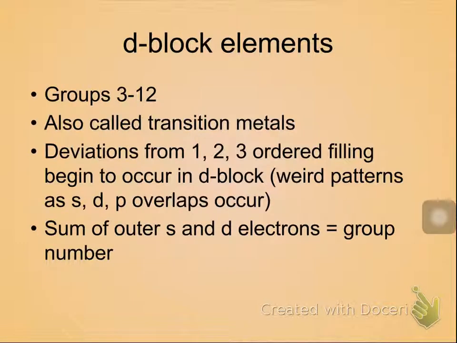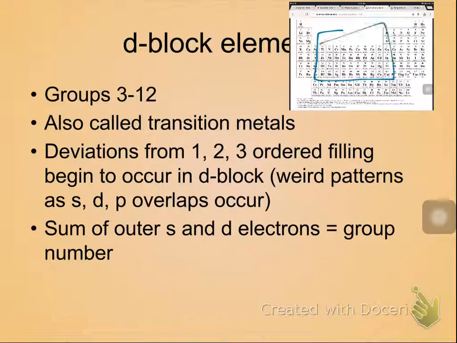So the D block is that center section, that dropped section of the periodic table that we traditionally see on this one. The D block is also called the transition metals. Remember that you start to have those weird overlaps with the S and then it drops back 1 to D. So this is where you start to see that. There are some other weird things that happen with the D block. We'll talk about those in a second. So the sum of the outer S and the D electrons are the group number.